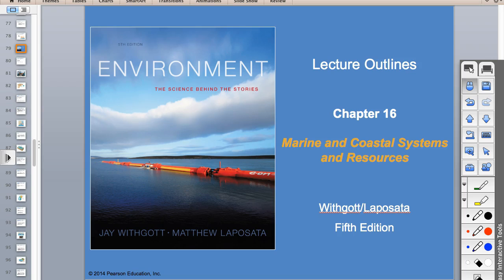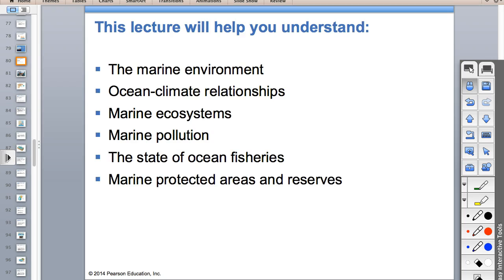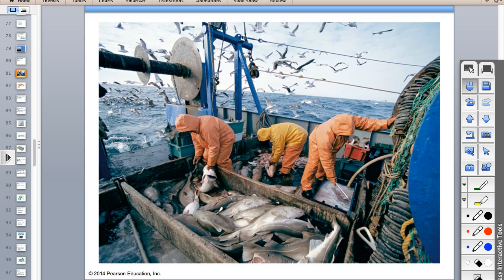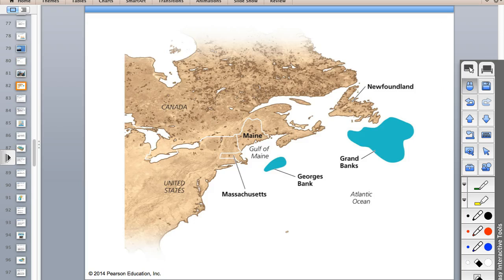But chapter 16 is more about the ocean, so we're going to be talking about some of the issues going on there. Marine pollution is a big thing, and then also over-harvesting of fish. So what ended up happening, if you've ever had cod, like North Atlantic cod, that was a big industry off the coast of New England and off the coast of Canada. There were two big fishing grounds, Georges Bank and Grand Banks, and they were very lucrative, that means profitable, for catching cod.